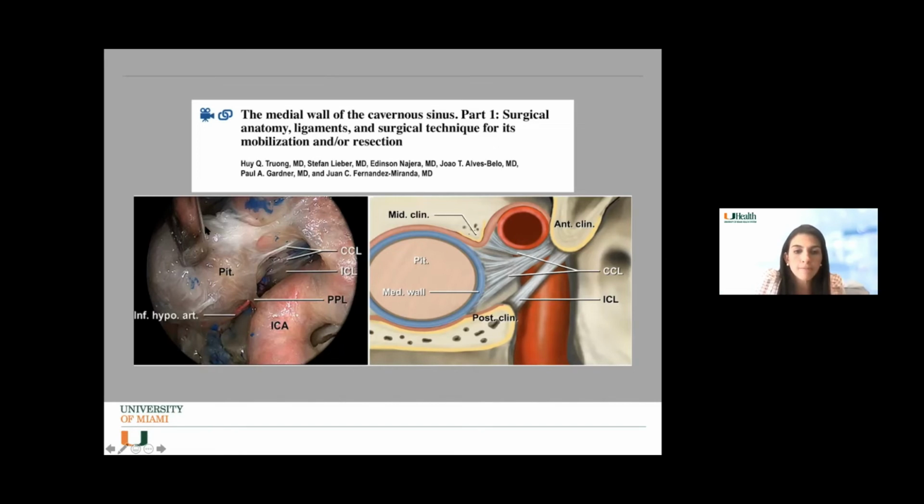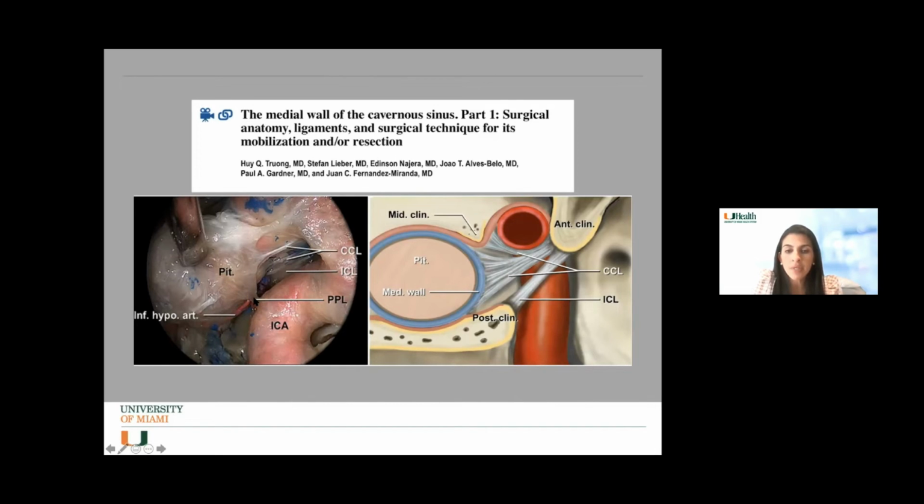So you can see here, as we know, there's the periosteal layer of dura and the meningeal layer of dura, and the cavernous sinus is really just like any other sinus, a division between these two layers, right? So you can see here, this is already in the cavernous sinus. This is already within the medial wall of the cavernous sinus. The medial wall would be right here. And that's where the ligaments are.